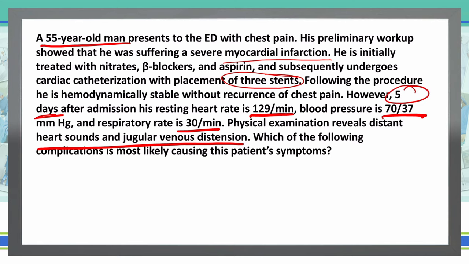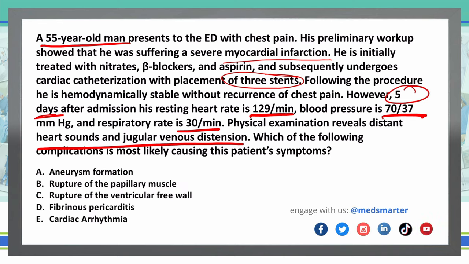So we need to come up with an answer that matches these symptoms that happens 5 days after a myocardial infarction. So let's look at our answer choices. A, aneurysm formation. B, rupture of the papillary muscle. C, rupture of the ventricular free wall. D, fibrinous pericarditis. Or E, cardiac arrhythmia. Take a minute, read through the question and answer choices again, come up with your answer, and put it in the comment box below.